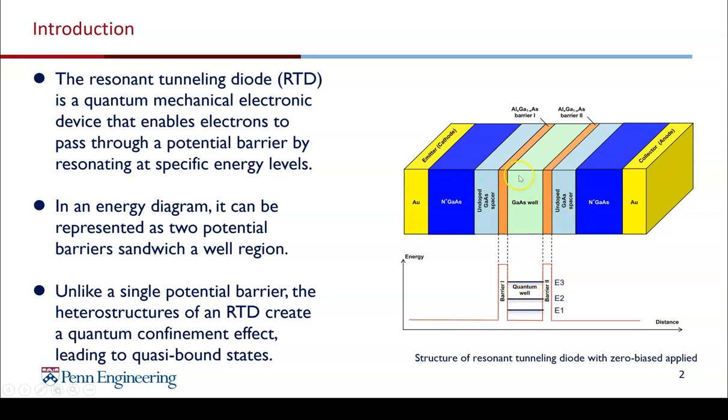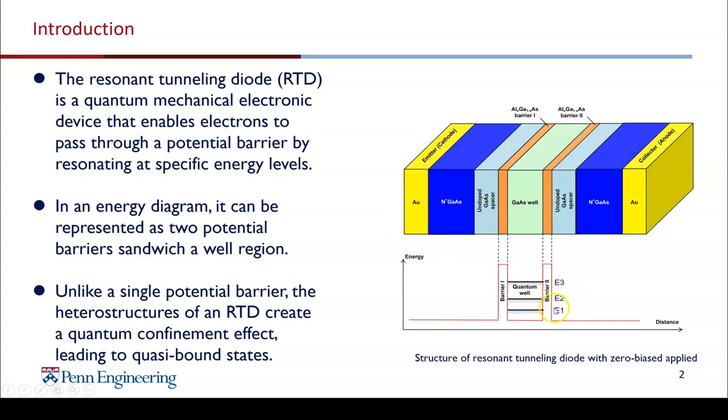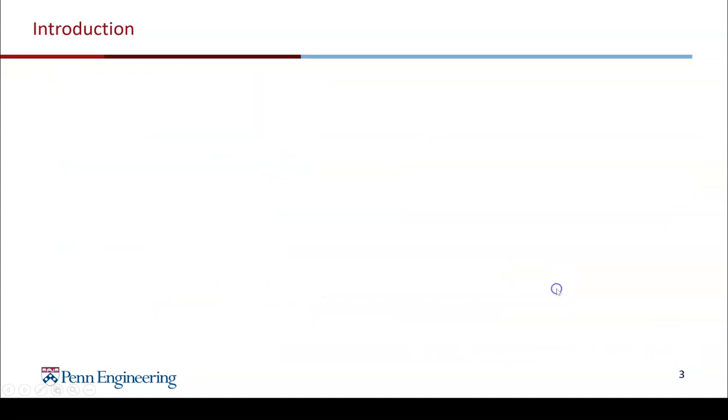We can see from this diagram, in an energy diagram, it can be represented as two potential barriers sandwiching a well region. Unlike a single potential barrier, the structure of an RTD creates a quantum confinement effect leading to corresponding states. We can see that these are E1, E2, and E3, while in a single potential barrier case, it is something like decaying and free propagation. There are no discrete energy levels.